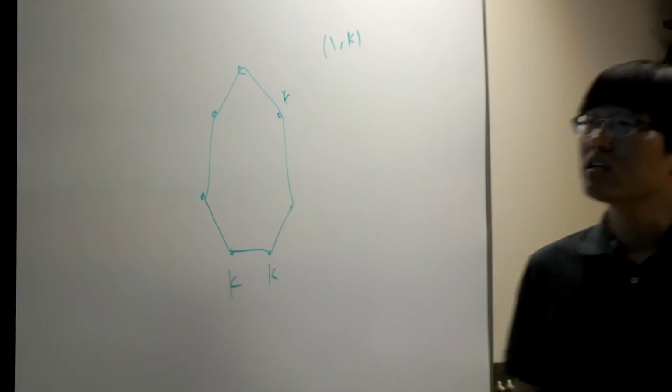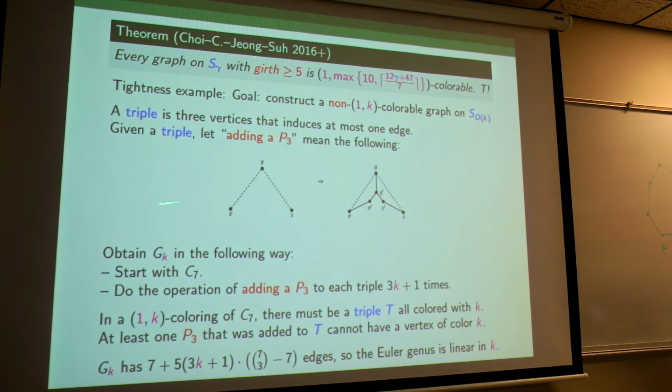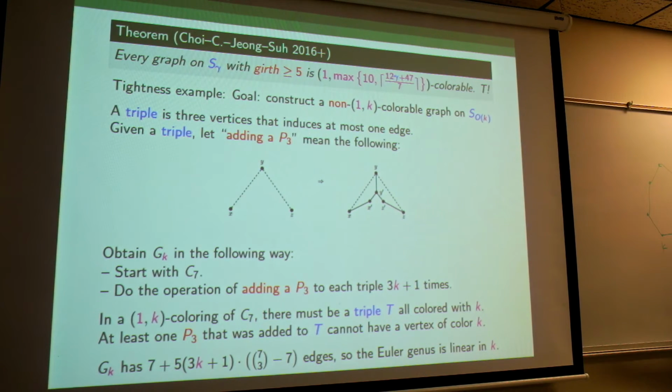So here it says, given a triple, adding a P3 means you fix 3 vertices, where between x and z there may be an edge. So this is x, z, and y. And you know these 2 edges don't exist, right? These dotted lines mean these edges don't exist. And here I will add this P3. And I will add a matching between this P3 and these 3 vertices. So the idea is, if x, z, and y are colored with K, and if I add sufficiently many P3s, then at least one copy of this P3, you cannot use the color K. So all 3 of them, you must use the color 1, and at that point you have some contradiction.